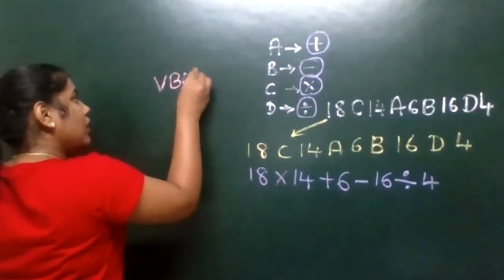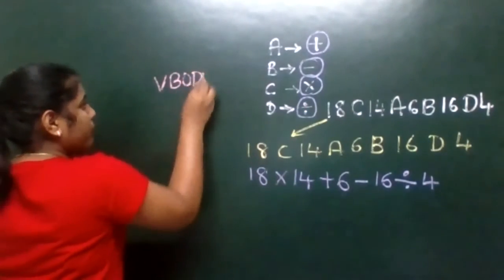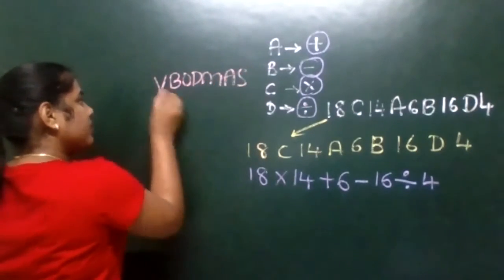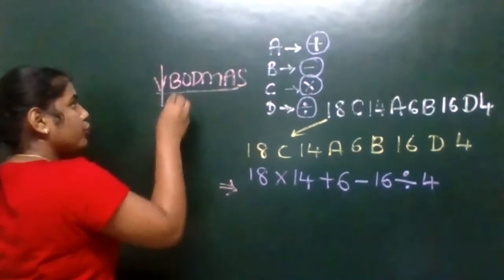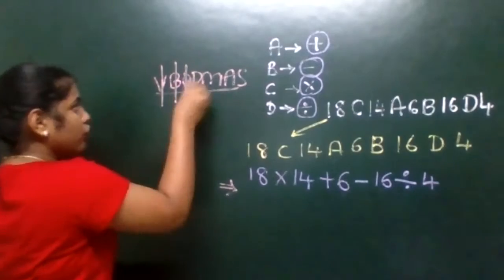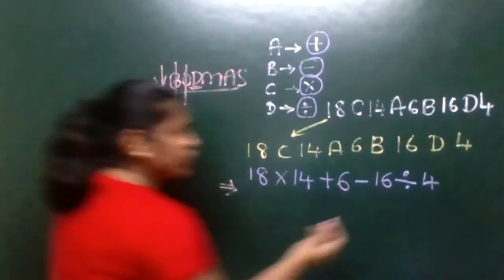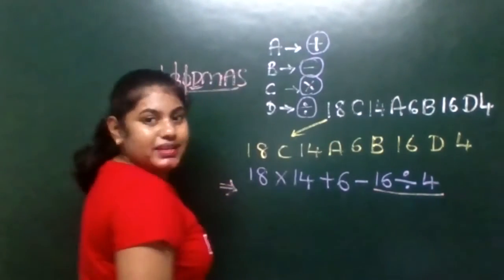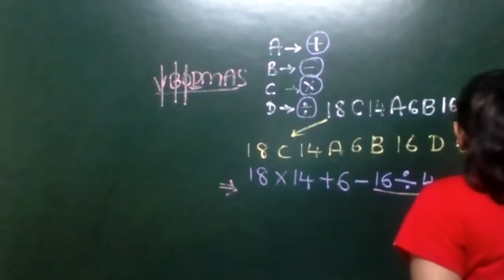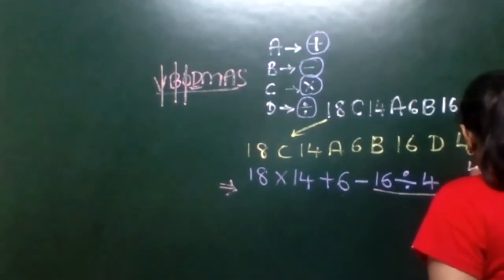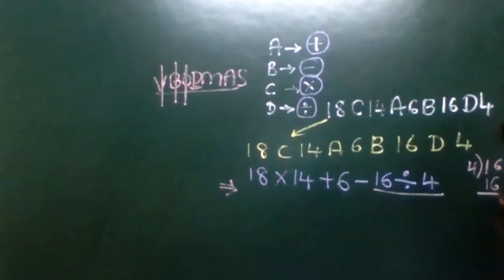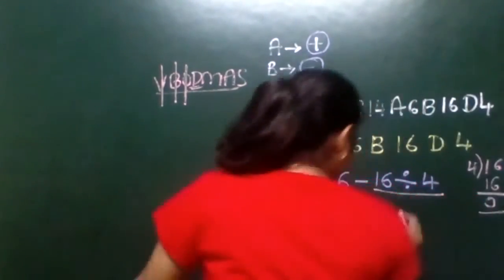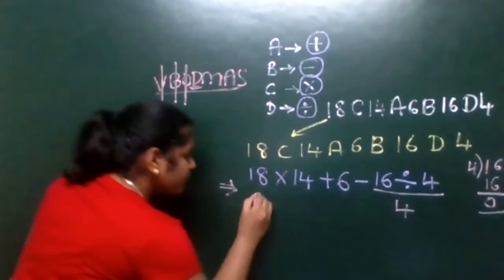Let me solve with the BODMAS rule. Let me check. Do we have vinculum? No. Do we have brackets? No. Do we have of? No. We have division. Where is division? Here, 16 divided by 4. 4 fours are 16. Am I right? 4 fours are 16. Write down the quotient, so 4.